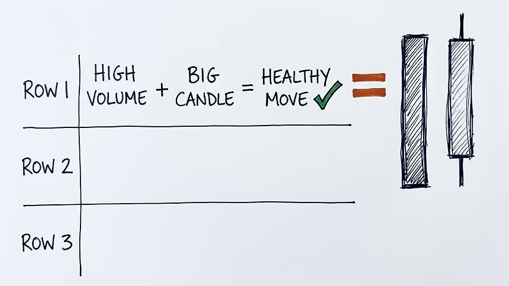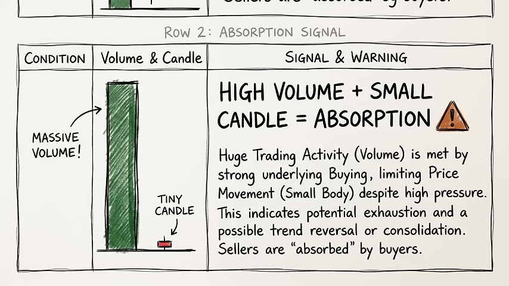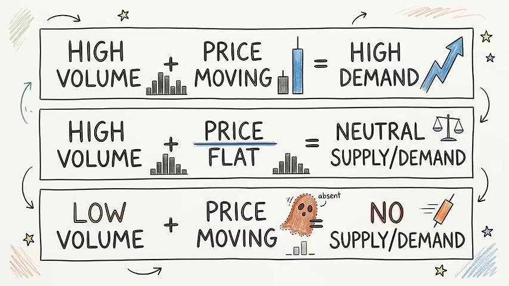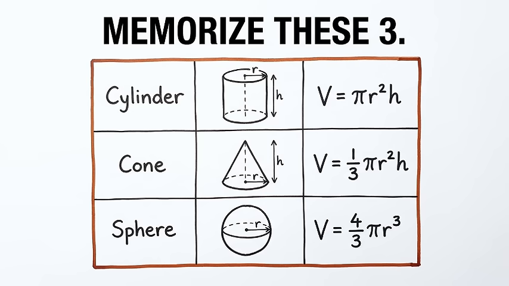High volume plus big candle equals healthy move, real participation. High volume plus small candle equals absorption. Someone is holding price back. Warning sign. Low volume plus price still moving equals no supply or no demand. The other side is absent. Path is clear. Memorize these three combinations. They are the foundation of everything that comes next.